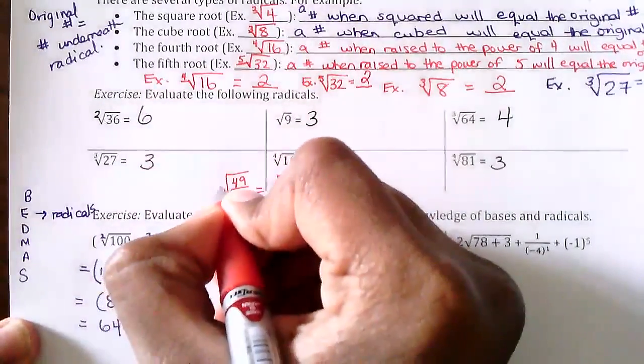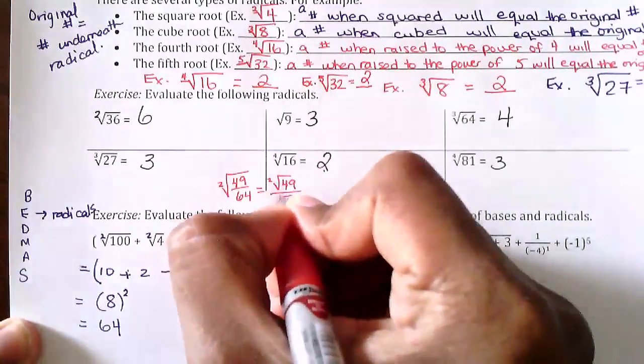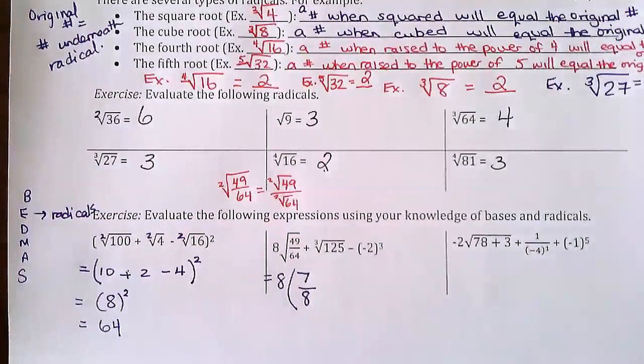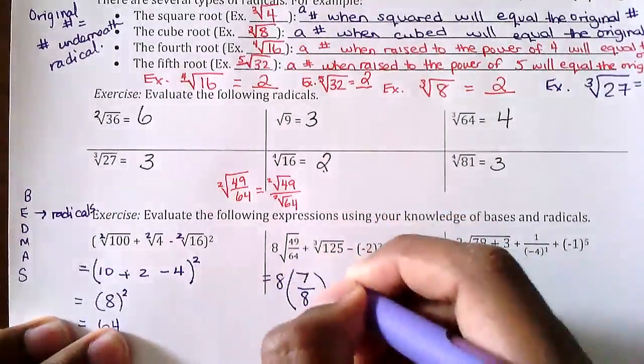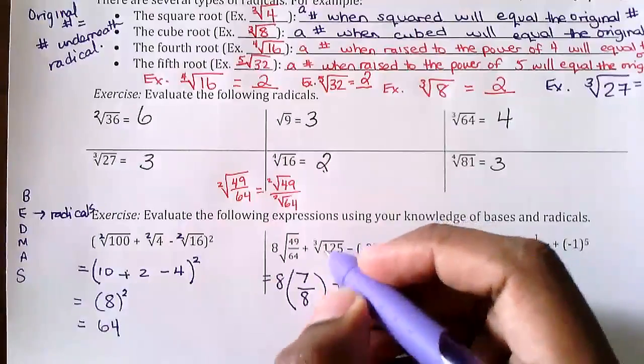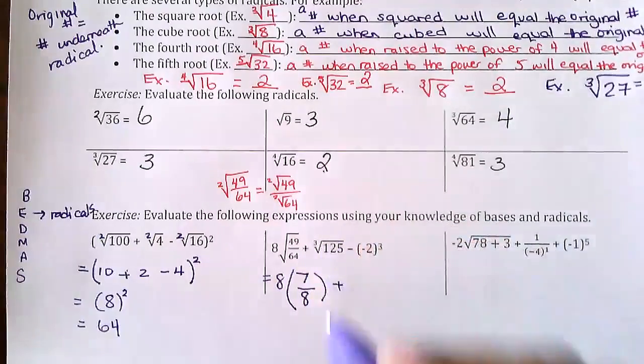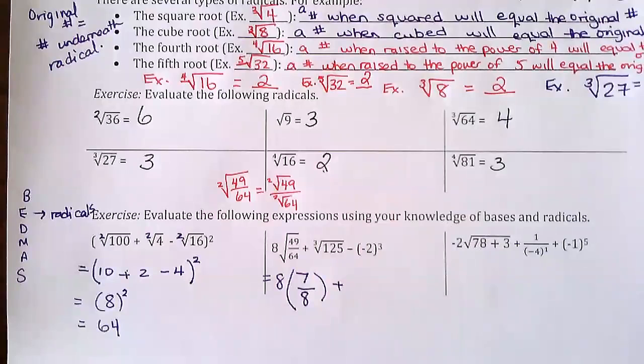Again, there was no index mentioned here, so we're just going to include 2, but that's the index that's there if nothing's written down. So we've solved this. Here we have 125, but we have the cube root because the index is 3. Again, that means the exponent must be 3.